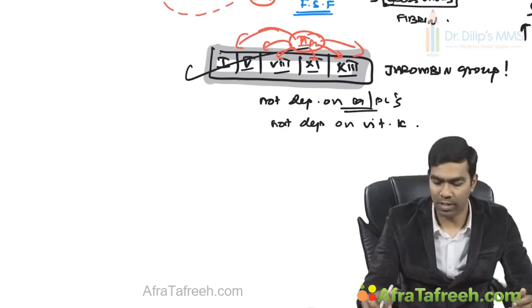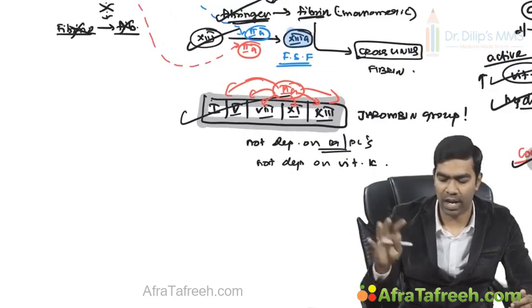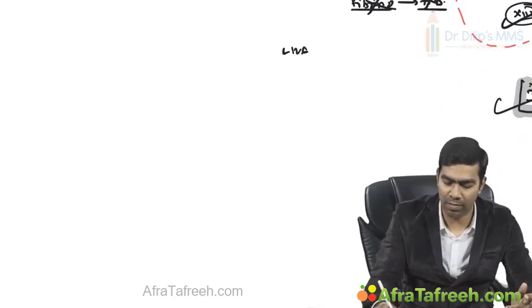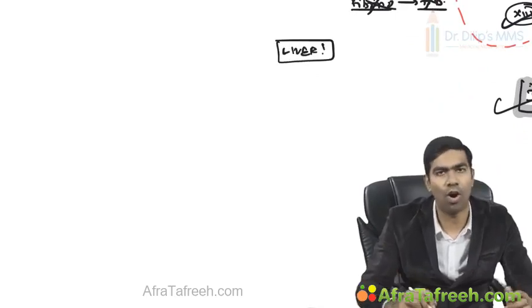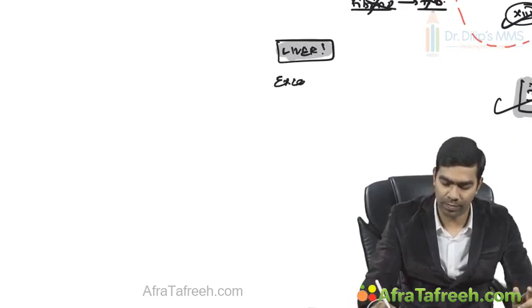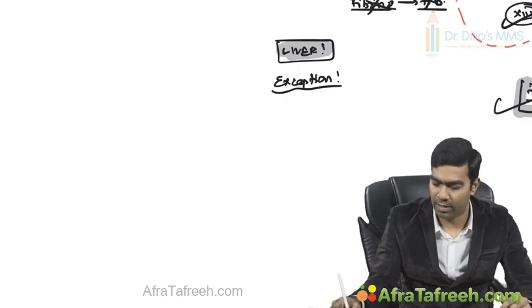Clear? So this is the important thing to understand, and they are not dependent on vitamin K. And where are all these factors coming from? If they ask you where all these factors are coming from, they are actually synthesized in the liver. All of them, with one important exception. What is the exception? Very important exception, that is factor 8.